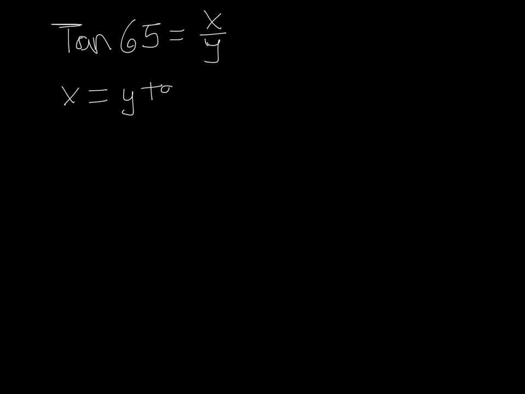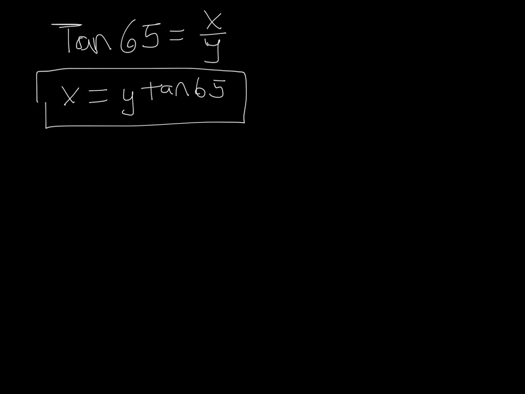Okay, so you should have written the statement that the tangent of 65 degrees is equal to x over y. And you should have solved that out for the x by multiplying through by the y. So x is equal to y times the tangent of 65. And that is your first equation.